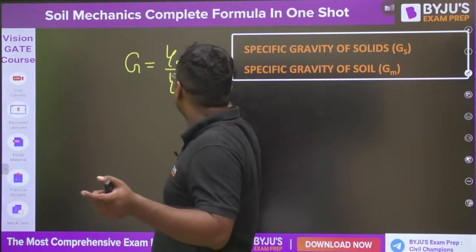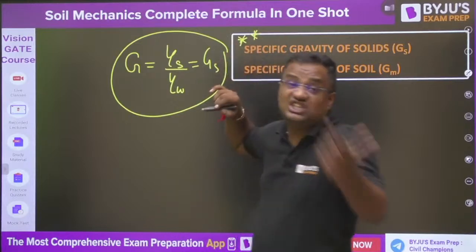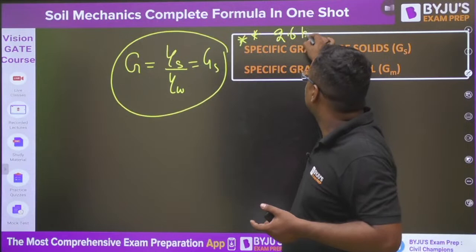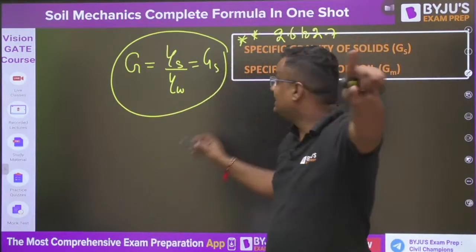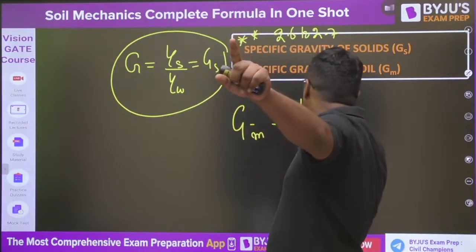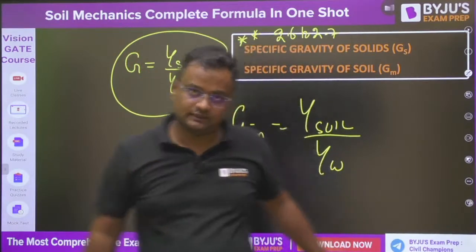This is also called Gs. In soil this is used. Wherever you see G in soil formulas, that is the specific gravity of solids. That value is around 2.6 to 2.7. Specific gravity of soil, Gm, is gamma of soil with respect to gamma of water, while this is gamma of solid with respect to gamma of water.